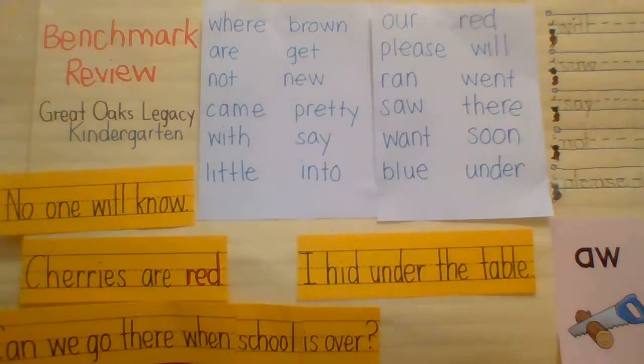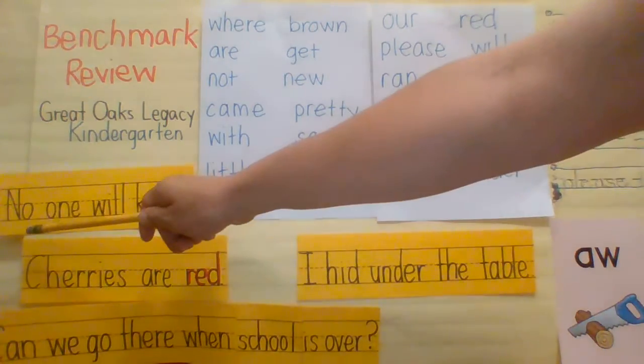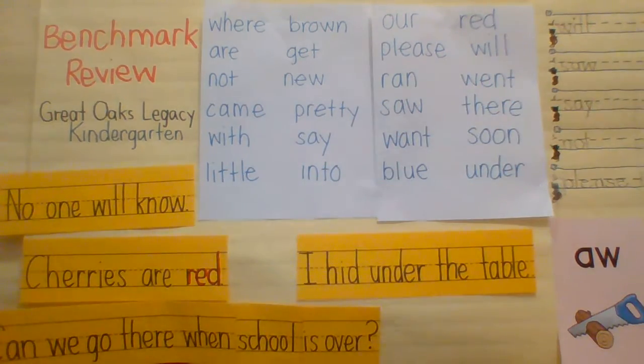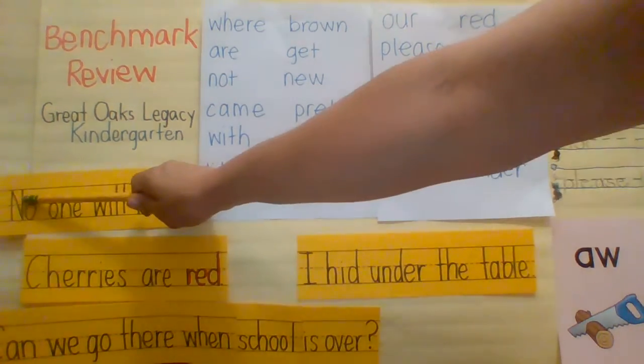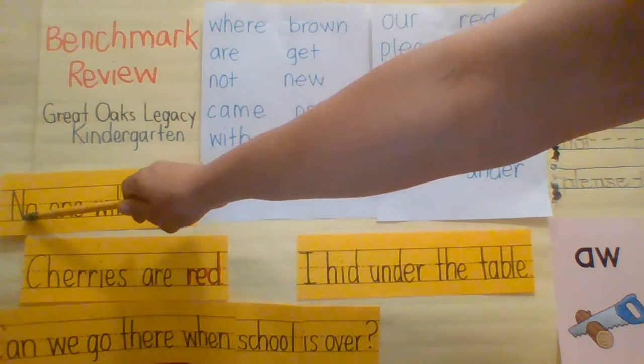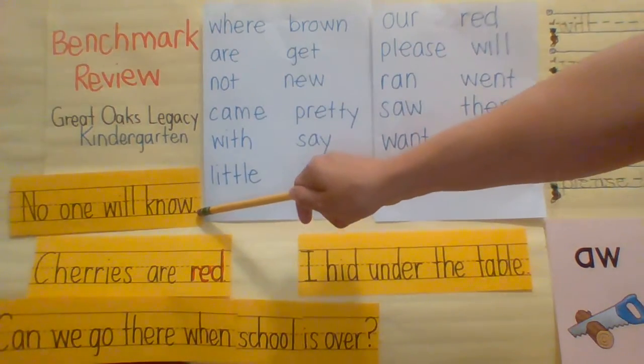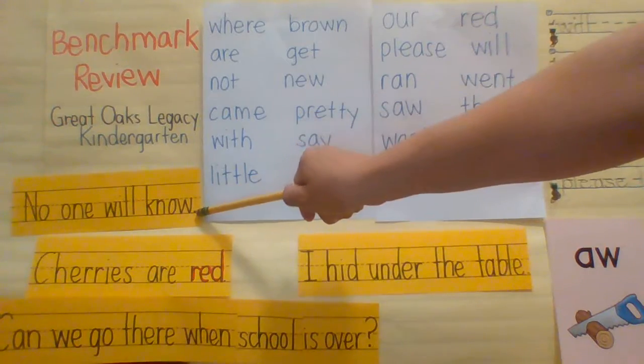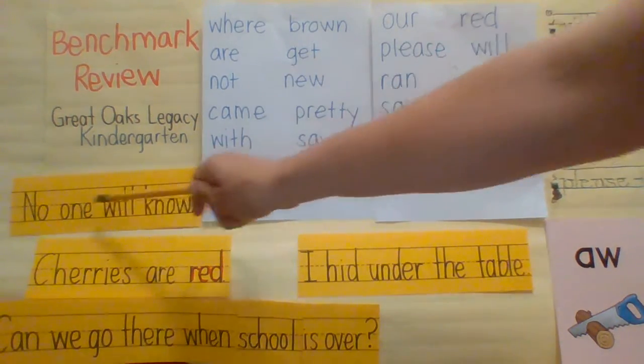We also worked on our sight words and sentences. In our first sentence here, we have no one will know. We practice our sentences with capital letters starting in the beginning, and then at the end of our thought, we end it. This here we have is a period. No one will know.